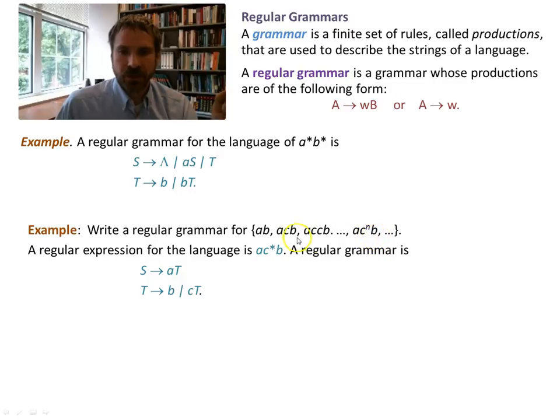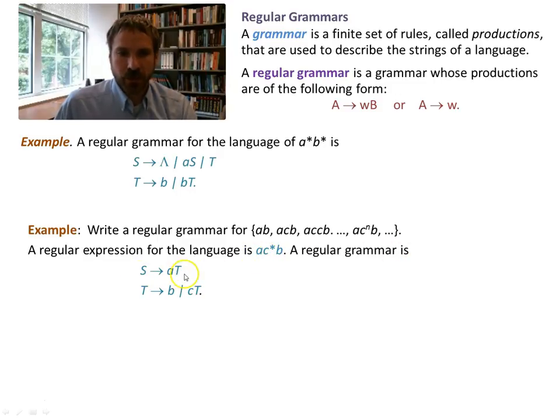Here's another set here. We want to start with an A, we want to end with a B, and we want to have any number of C's in between. So the regular expression is A C star B. These regular expressions are really going to be helpful to us when coming up with our grammars. We can go from a regular expression to a grammar and vice versa. It's going to be a really helpful thing to do.